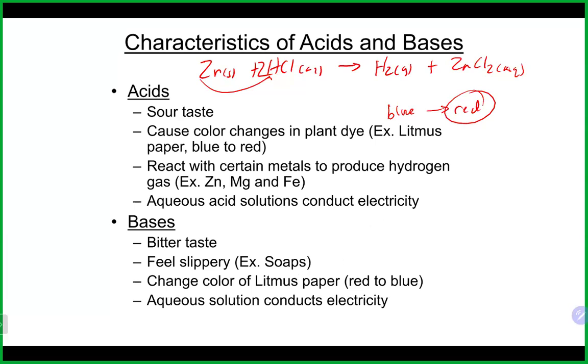They feel very slippery. A lot of soaps are bases, like drain cleaner and all that kind of stuff. Little Drano and things like that are typically basic. They also turn litmus paper blue. So typically you would use red litmus paper, and if it turns blue, blue is the color for basic. There can be strong bases and weak bases as well, and they are electrolytes and can conduct electricity in addition.